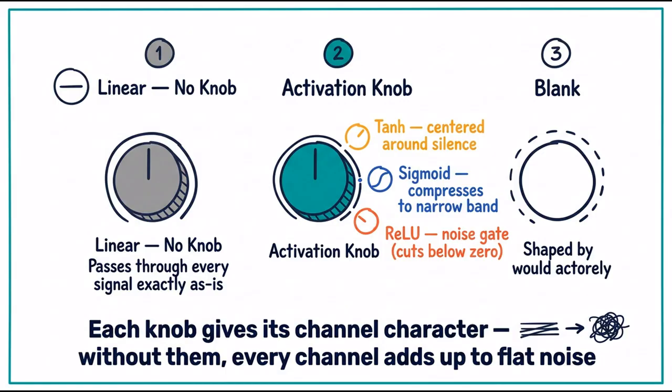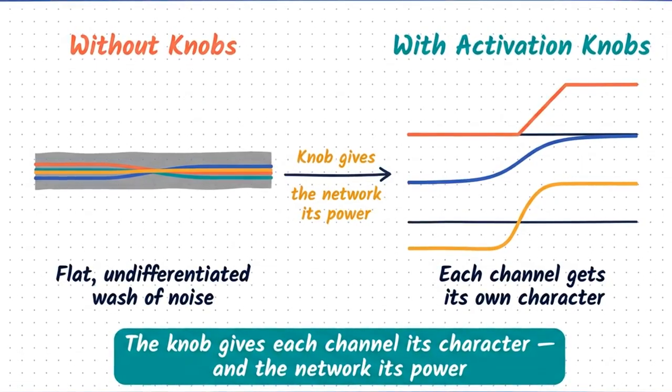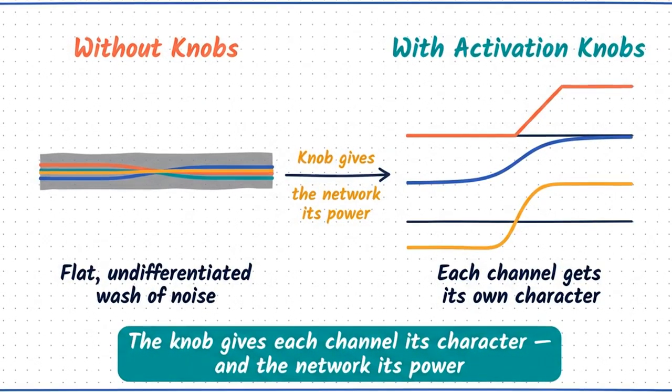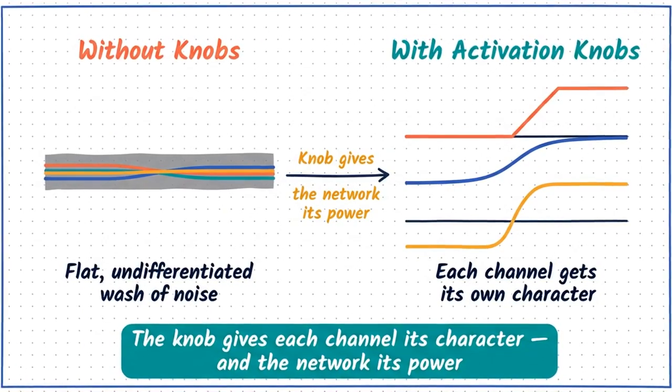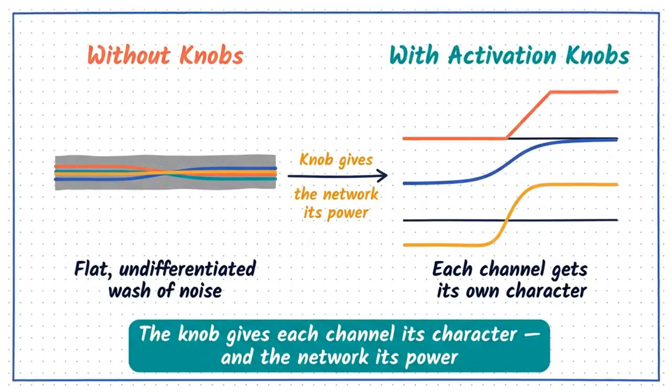ReLU cuts out everything below 0 like a noise gate. Sigmoid smoothly compresses everything into a narrow band of volume. Tanh does the same but centered around silence. Without any knob, every channel would simply add up into a flat, undifferentiated wash of noise. The knob is what gives each channel its character and the network its power.